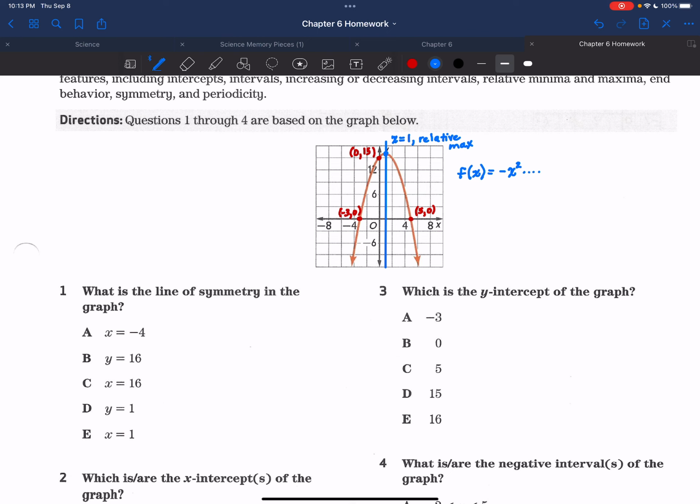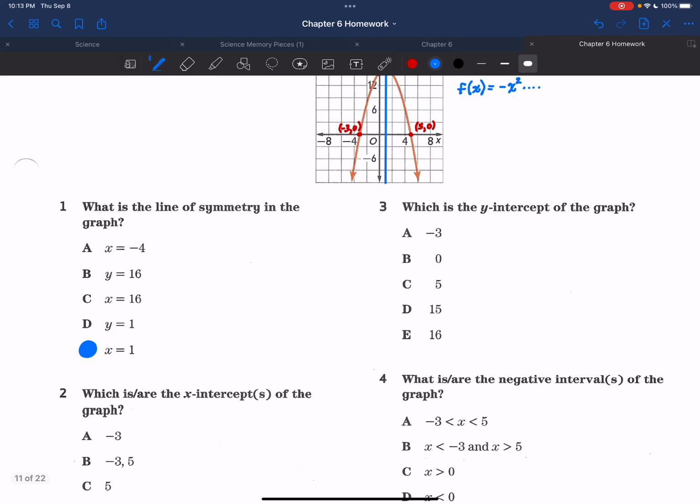What is the line of symmetry in the graph? Well, we've already determined that, where x is 1. So I like E for this one. In other words, that's where the mirror would be if we had mirror images.